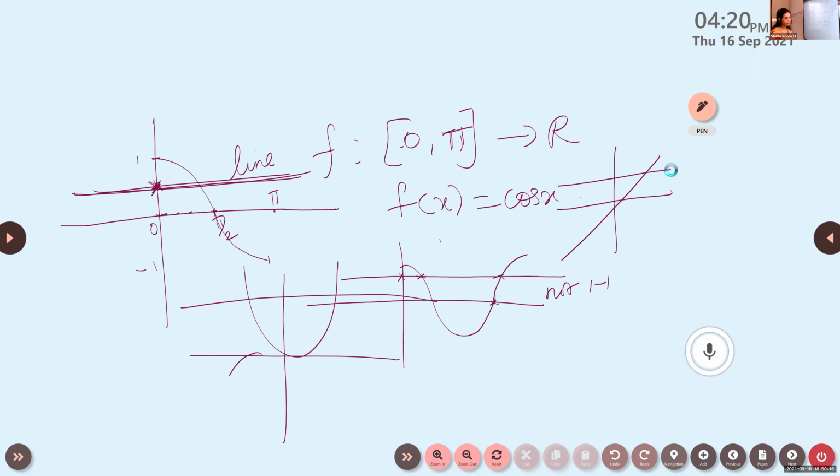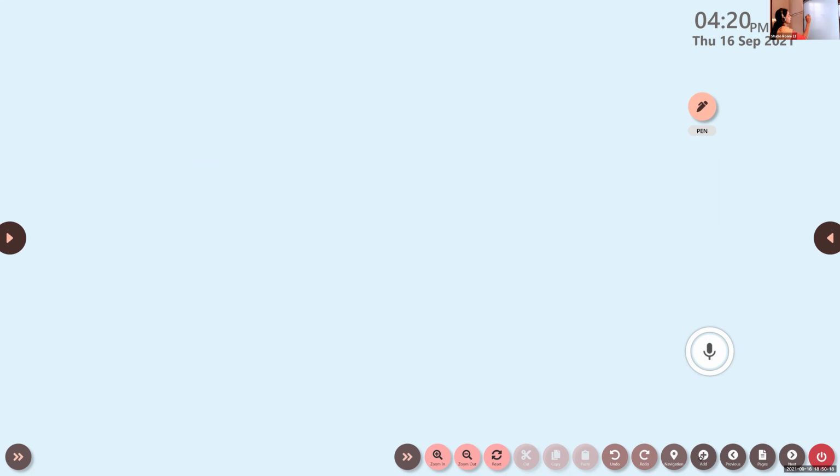Now, the function f from R to R given by f of x is equal to 1 by x. Is it 1, 1 and onto? What is your answer? F is 1, 1 and onto? What is the answer? F from R to R given by f of x is equal to 1 by x. Is it 1, 1 and onto?